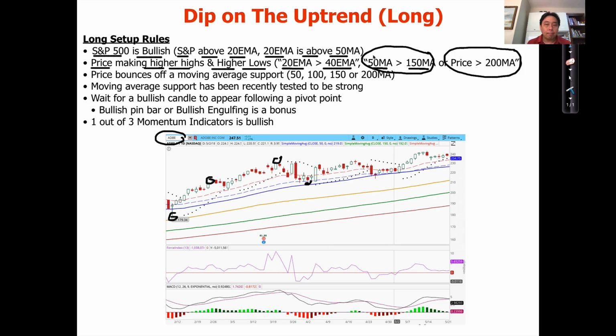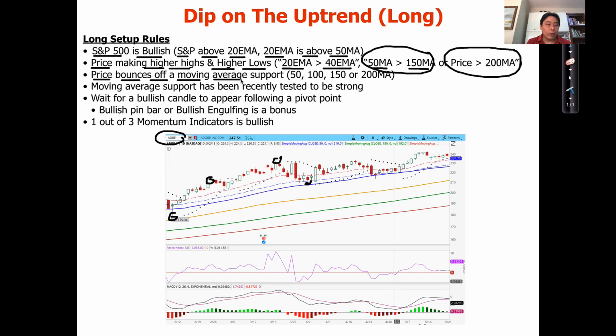20 must be above the 40. Next, we are waiting for a time when the price retraces, dips, and bounces off one of the moving averages that acts as a support. So either the 50, the 100, the 150, or the 200 simple moving average.